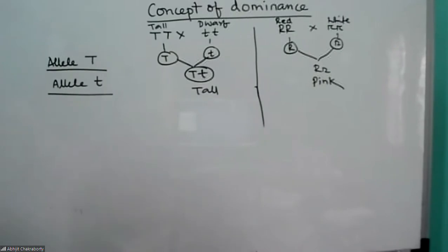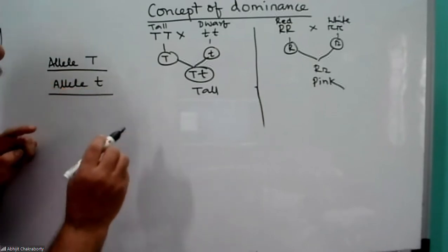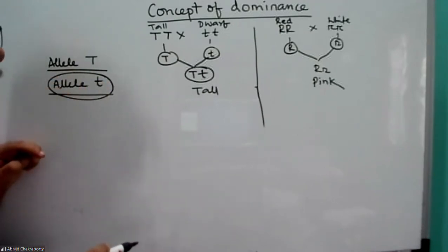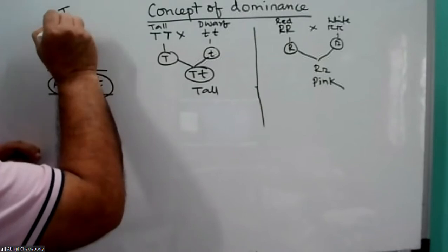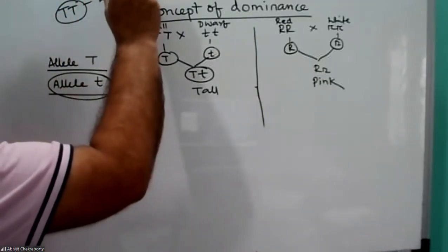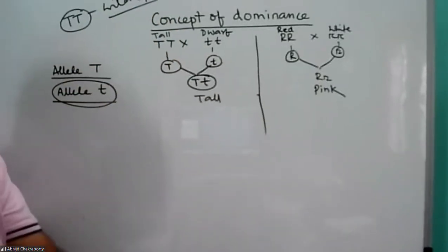So what happens? Allele T can produce a normal enzyme which is responsible for controlling tallness of the plant. Now, what about the small t? How is small t developed? Actually, capital T is the wild type, present from the beginning.